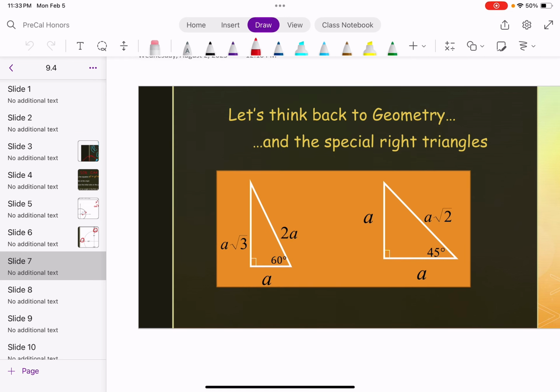Let's take a look at our next slide. In our next slide, we kind of go over our traditional special right triangles. So this is going to be our 45, 45, 90 and our 30, 60, 90 degree angles. Keep in mind, our 45, 45, 90 degree angle would be a, a, and a square root of 2 on the hypotenuse side. And we have a, 2a on the hypotenuse side, and a square root of 3 on the long side of our 30, 60, 90. This is extremely important to remember and to be able to work with.